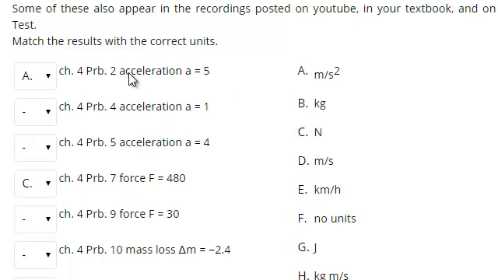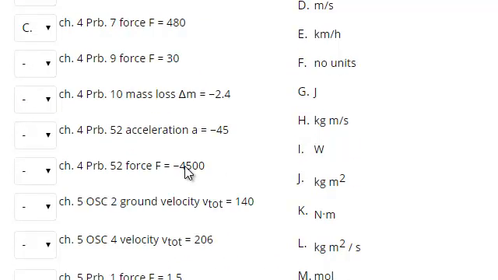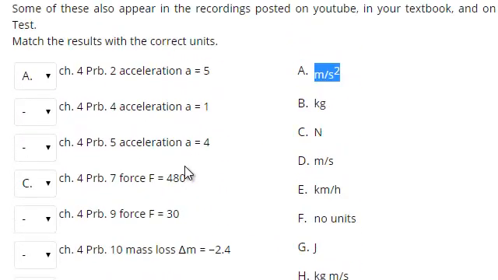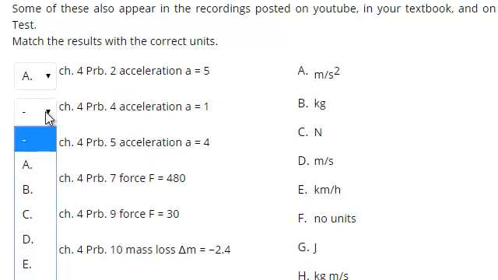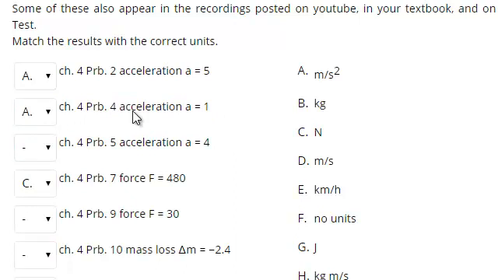So here it says acceleration a equals 5. Well, acceleration is probably meters per second squared, so that's why I put that one here. I don't even see another possibility here, so that must be it. So then here again it says acceleration. It's almost like cheating, just looking at this word here, acceleration a equals 1, well, meters per second squared. But I still, of course, like you to look at these particular problems.